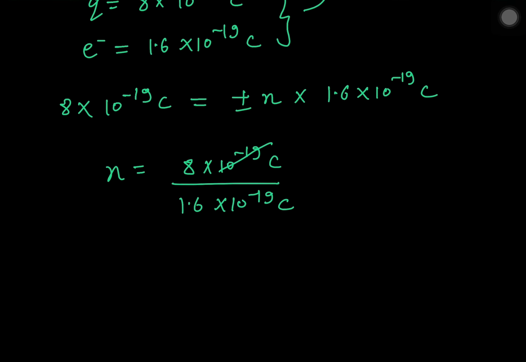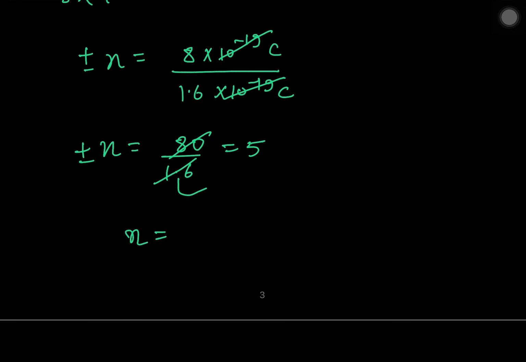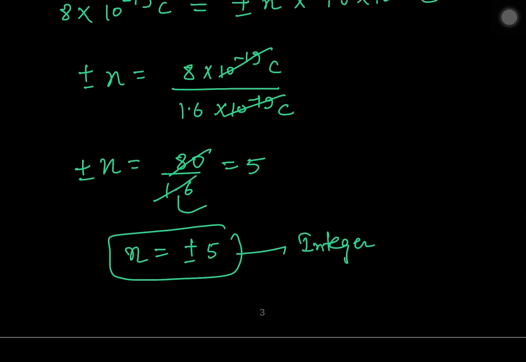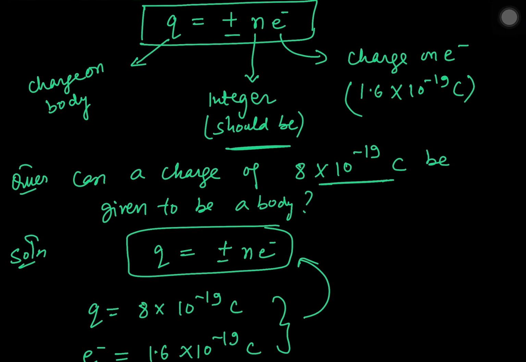On dividing, I cancel out 10 to the power minus 19 coulomb and 10 to the power minus 19 coulomb. I get the value 8 upon 1.6, or more specifically, this reduces to 80 upon 16. We should not ignore the sign as well, because here there is positive negative n, so we must approach it as positive negative. This comes out as 5, because 16 times 5 is 80. So the value of n is positive negative 5, which is an integer, and according to the quantization rule it should be an integer.